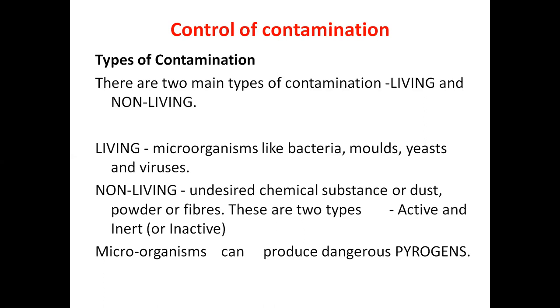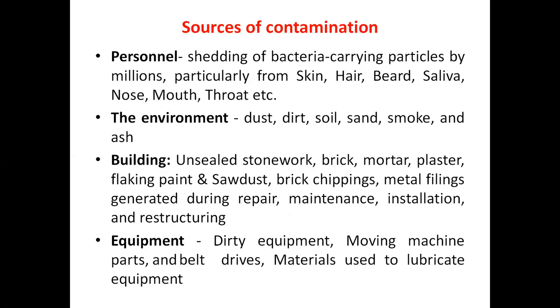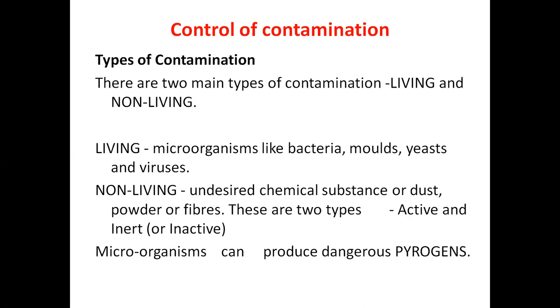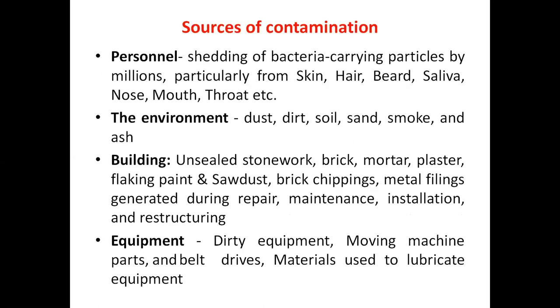And again, there are two types: one is active and the other is inert, inactive. So in case of living, that means microorganisms, these microorganisms can produce dangerous pyrogens. Okay. Then we have seen the types. Then the sources of contamination.